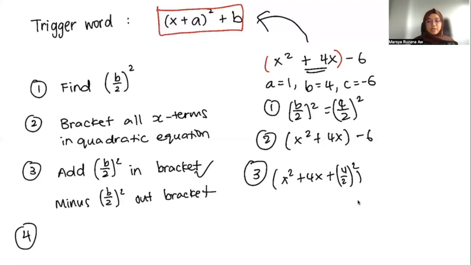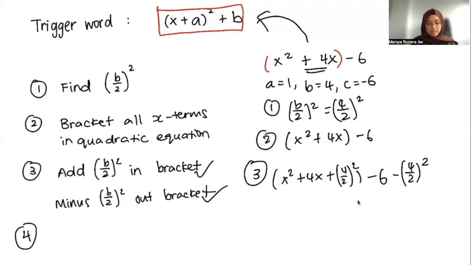Okay, we're done with the first part of step 3. And the second part is to minus it outside the bracket. So we know that outside the bracket, there is a -6. Now, let's minus it outside the bracket. So minus (4/2)². And we are done. So we're almost there.